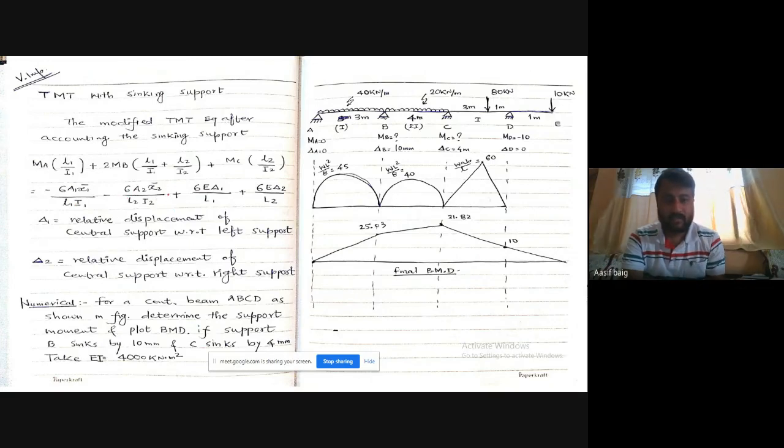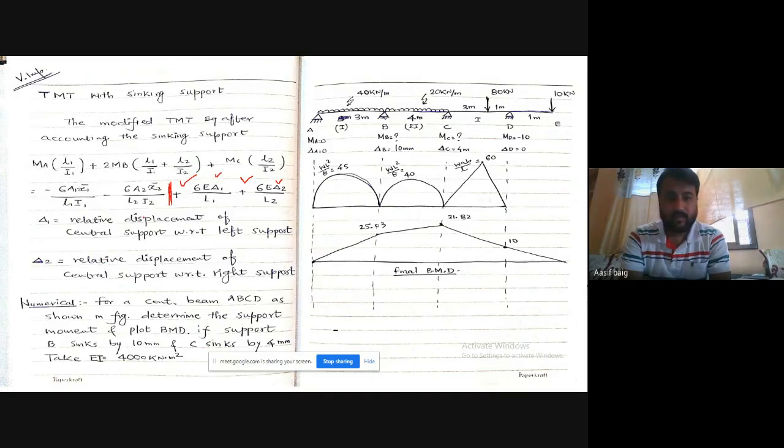This equation is the same up to this point, but the changes due to sinking support start from here. So the changes are plus 6E del 1 divided by L1 plus 6E del 2 divided by L2. Now, what is this del 1 and del 2? So del 1 is the relative displacement of the central support with respect to the left support, and del 2 is the relative displacement of the central support with respect to the right support. So these two things are new: del 1 and del 2.